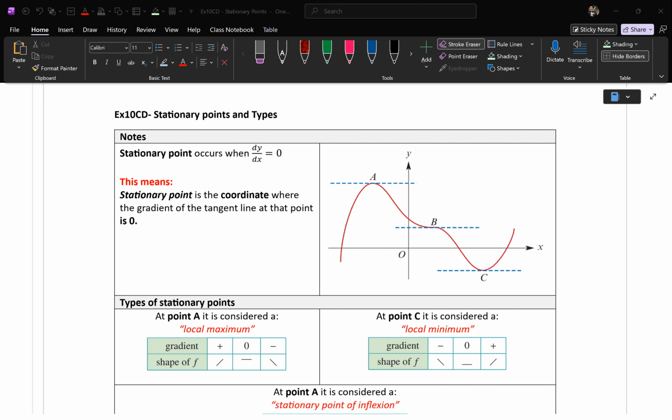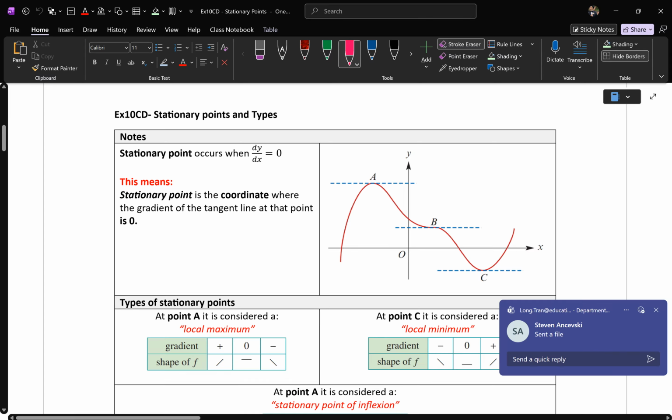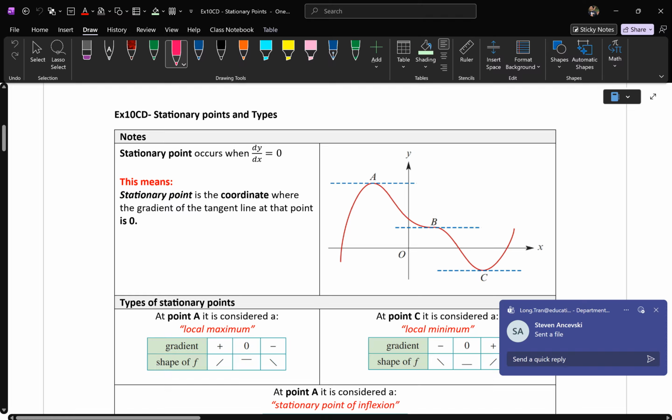All right, stationary points. Exercise 10C and D. Essentially, you go through how to find a stationary point and then identify the types of stationary points. Stationary points, by definition, again, let's see if you remember from last year. What is a stationary point?